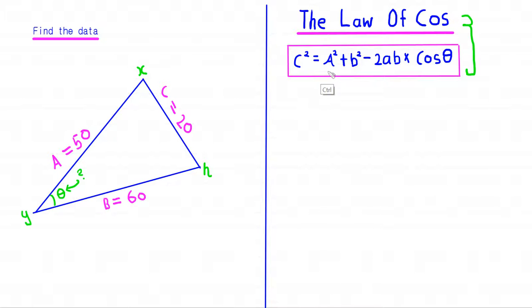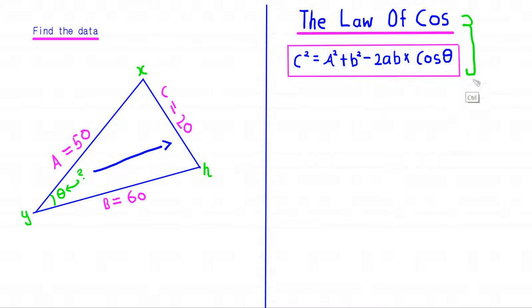c squared is equal to a squared plus b squared minus 2 times a times b times cosine of theta. It is similar to the original law of cosines, but we need to remember that we are not solving for c. We are solving for this theta. So if we were to find theta, c is equal to the opposite side. The opposite side is going to be c, and the left or right sides are going to be a or b.